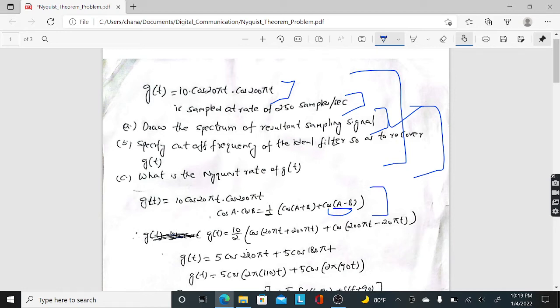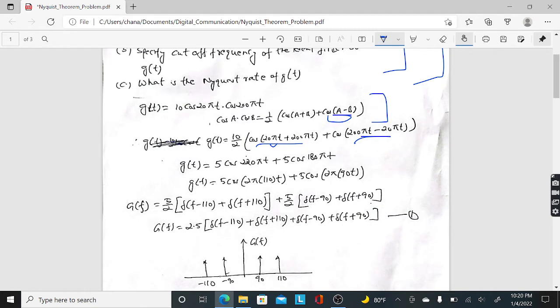So just substitute. This is of the format 10 cos a cos b. Here a is 20 pi t and b is 200 pi t. So if I substitute here, I get g of t is 10 into 1 by 2 times cos of a plus b, which is 20 pi t plus 200 pi t, plus cos of a minus b, which is 200 pi t minus 20 pi t. Going on further, that simplifies to 5 cos 220 pi t plus 5 cos 180 pi t, since 200 plus 20 is 220 and 200 minus 20 is 180. So this is my g of t.